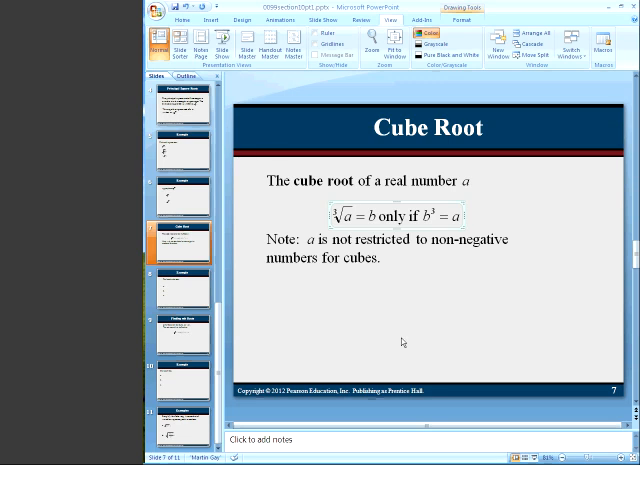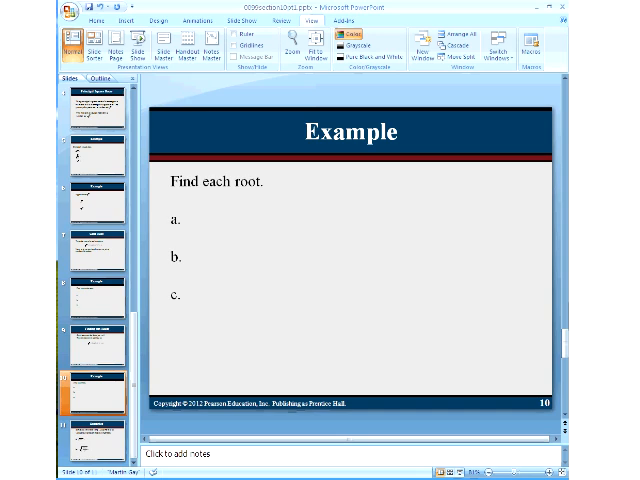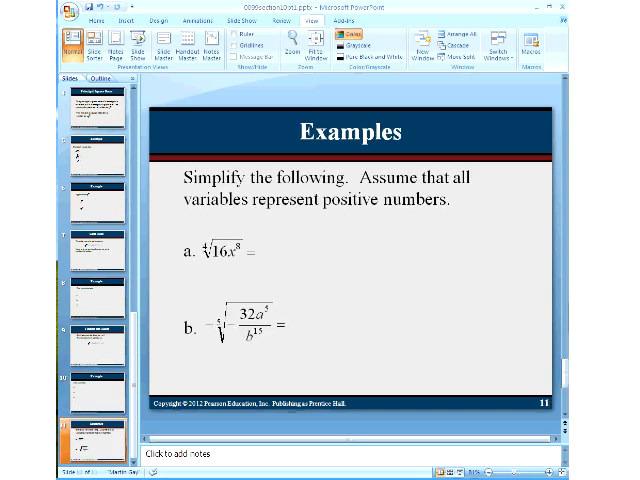Now, we can also take higher roots. We did some cube roots, but we can also do any root. We can do 4th roots, 5th roots, 6th roots, as long as when you raise that number to that power, you get that answer. Okay, so we're going to do several of these.